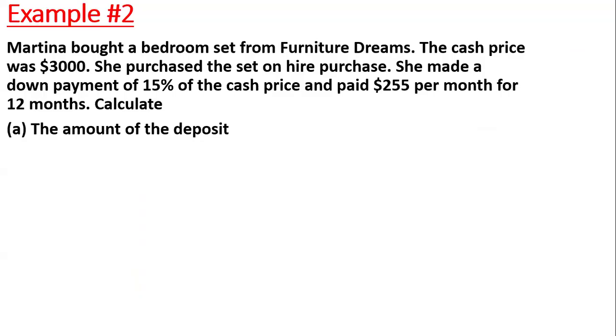Martina bought a bedroom set from Furniture Dreams. The cash price was $3,000. She purchased the set on hire purchase. She made a down payment of 50% of the cash price and paid $255 per month for 12 months. Calculate the amount of the deposit. Very good. So how are we going to get the amount of the deposit?